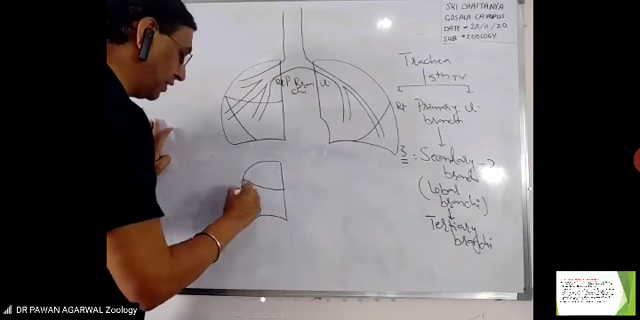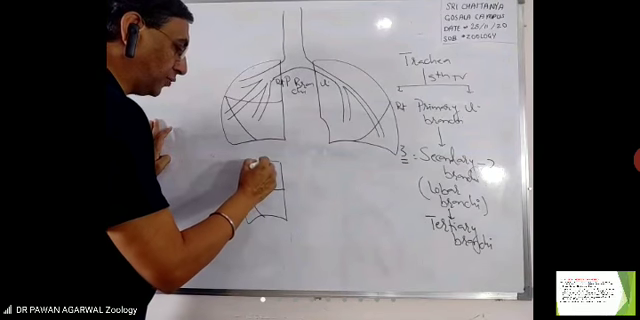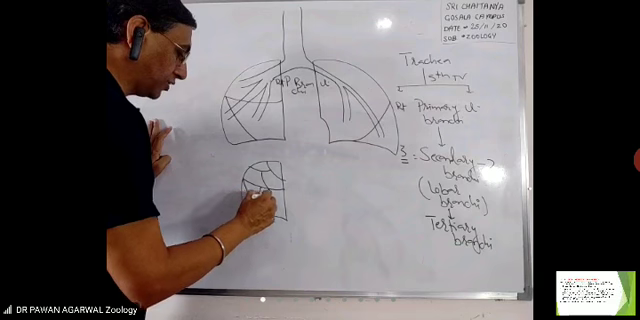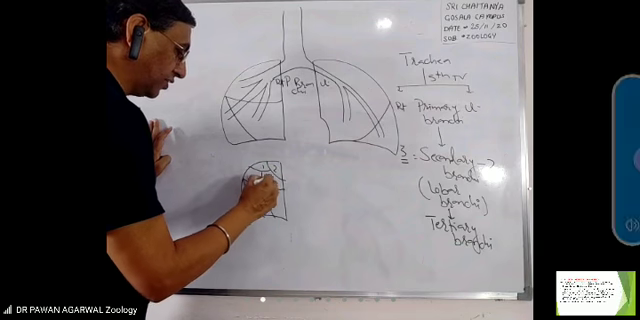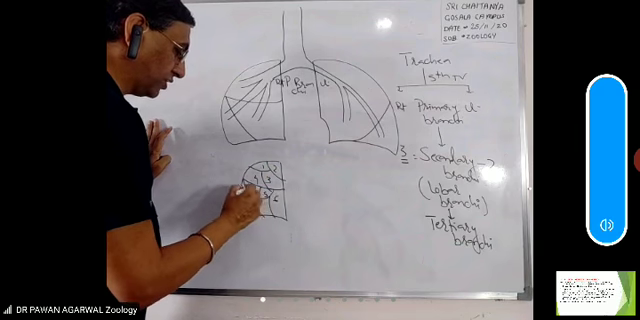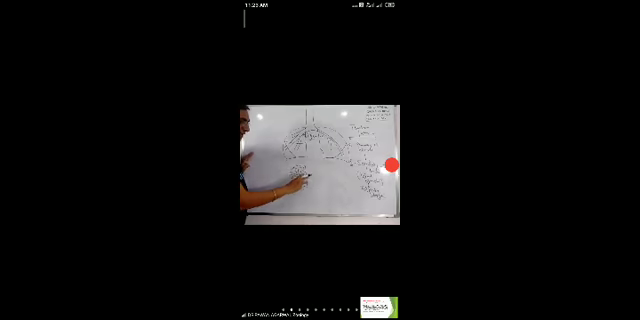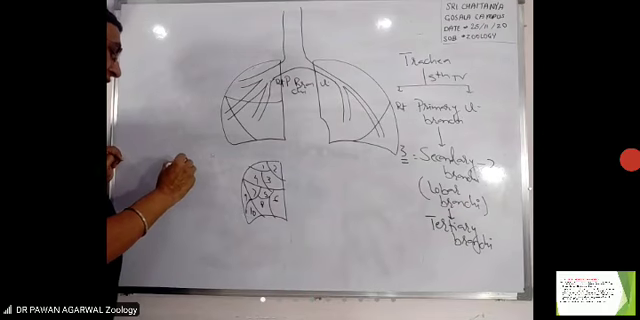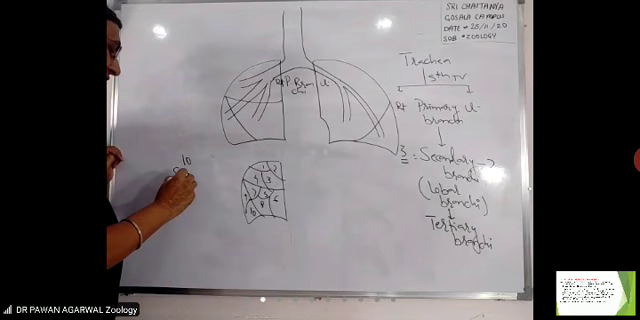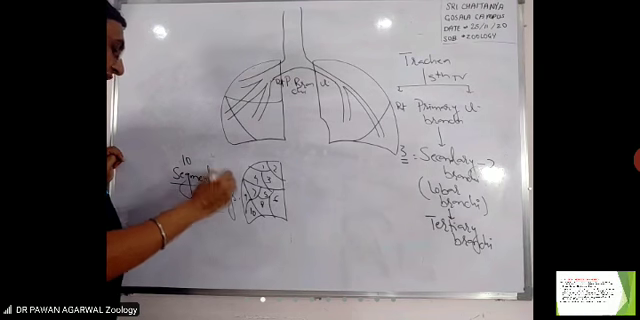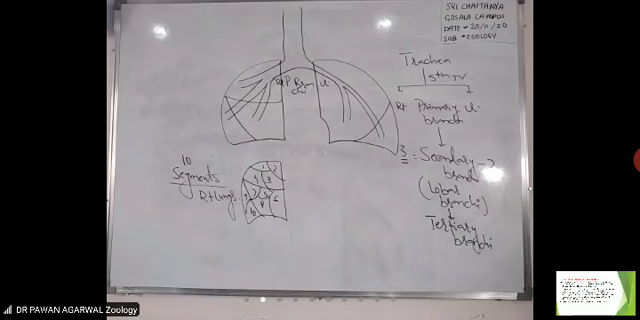Again, these lung lobes are also divided into small segments. So, internally, a total of 10 segments are present in the right lung.